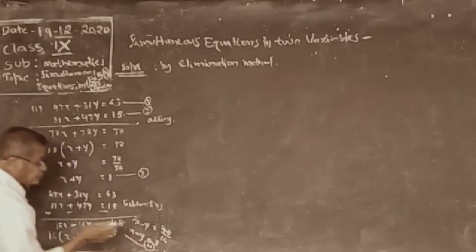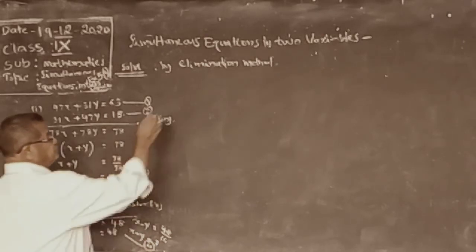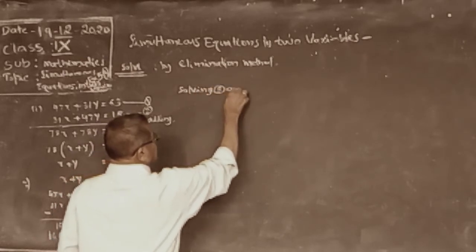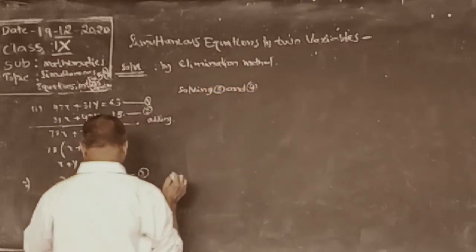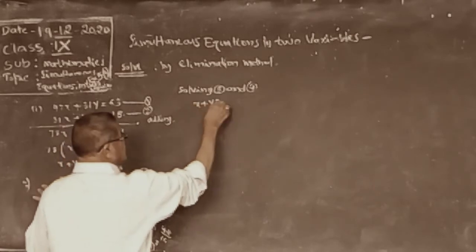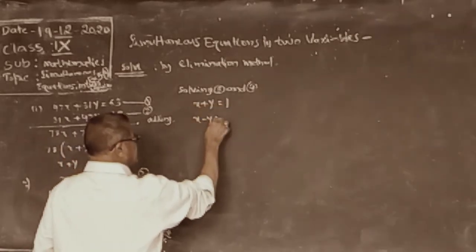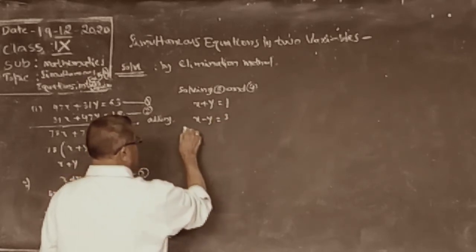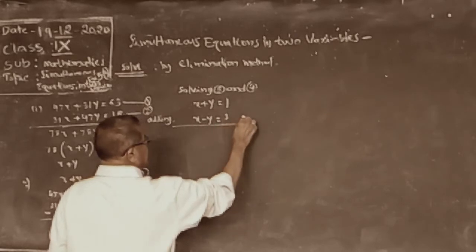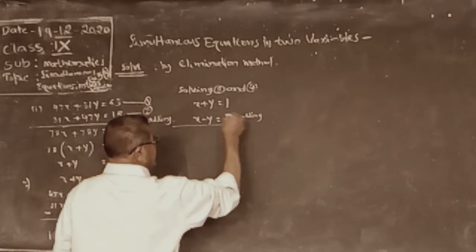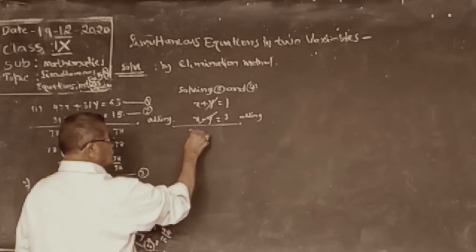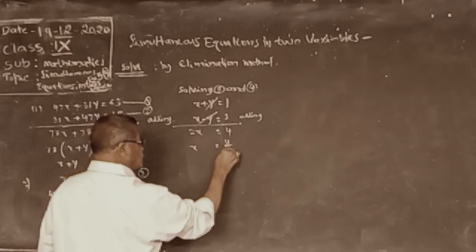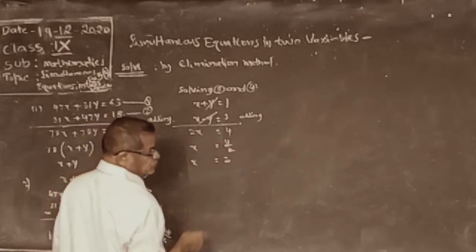Equation 4. Solving 3 and 4. What is the third equation? X plus y is equal to 1. X minus y is equal to 3. So, adding, plus y minus y cancel, 2x is equal to 4. And x is equal to 4 by 2. X is equal to 2.